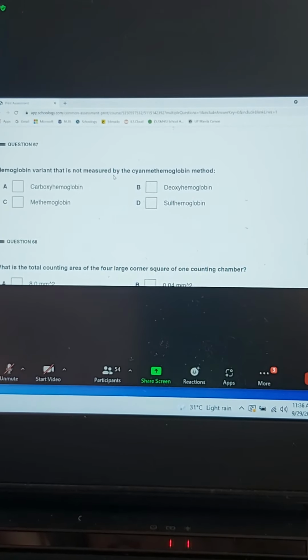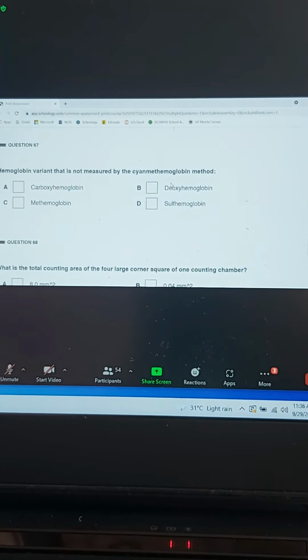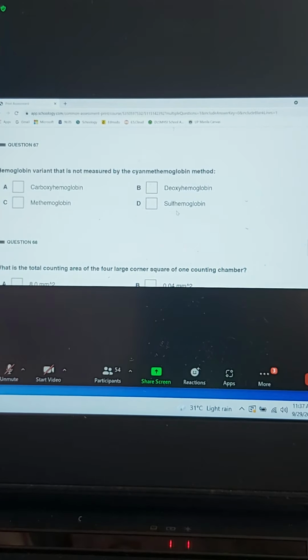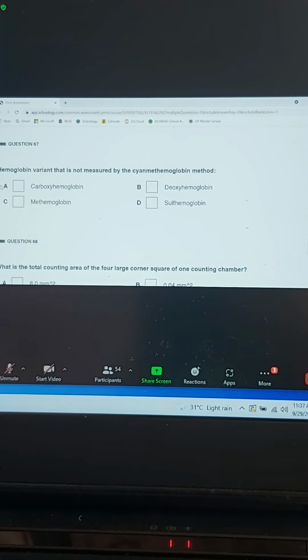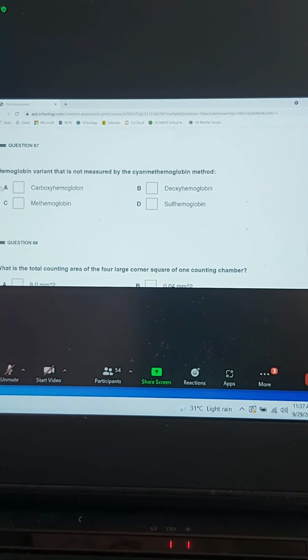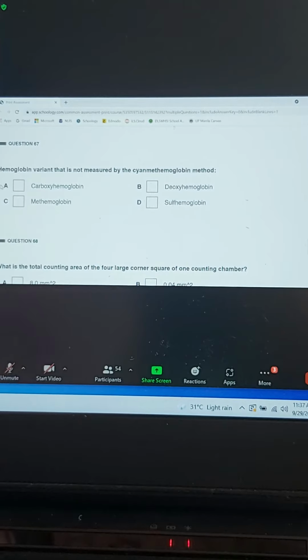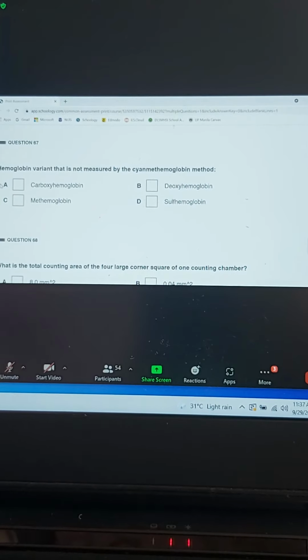Hemoglobin variant that is not measured by the Cyan-Met hemoglobin method. Letter D. Sulfhemoglobin. Okay, so si letter D, sulfhemoglobin. Si carboxyhemoglobin ba, mamimeasure? Yes, mamimeasure din siya. But after 1 hour, 1 hour after mixing your sample with the reagent. So, yun, ganun siya katagal. Ang mag-perform lang agad or immediately ng Cyan-Met hemoglobin ay yung mga normal hemoglobin variants.